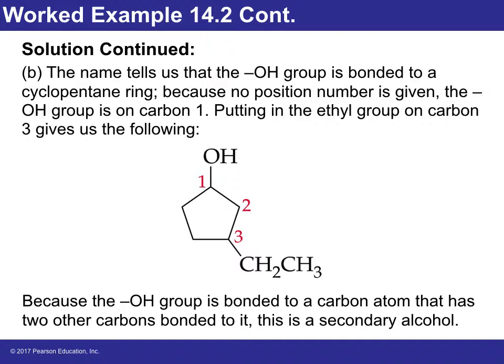We look at the other one, the one we were talking about. Here I have a ring, 1, 2, 3, 4, 5, OH on number 1. We do know it's on number 1 because it's the definition. Lowest number for the substituent, which is an ethyl, and this is going to be the name that you have right there.